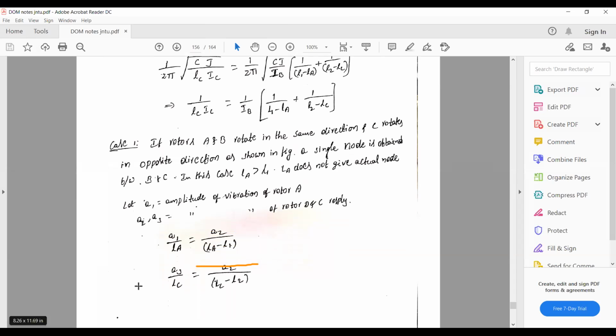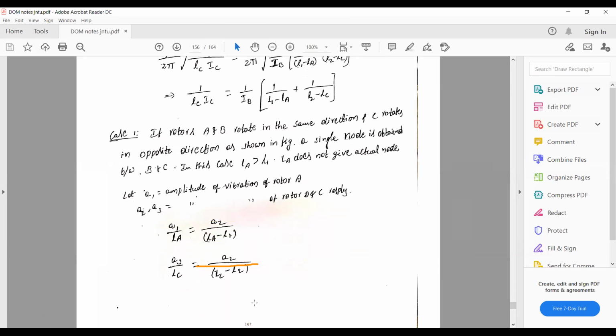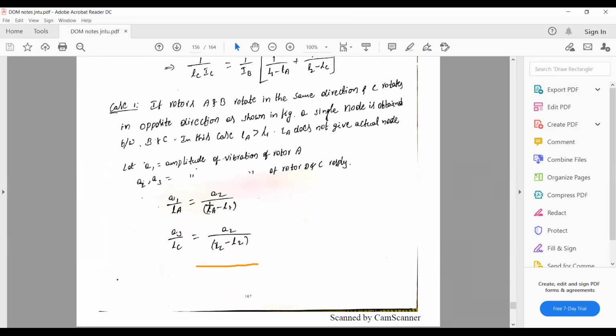So then the amplitude values and their lengths are varying here. Those amplitude values are written here. That is A1 by LA equals A2 by LA minus L1, and A3 by LC equals A2 by LC minus L2.